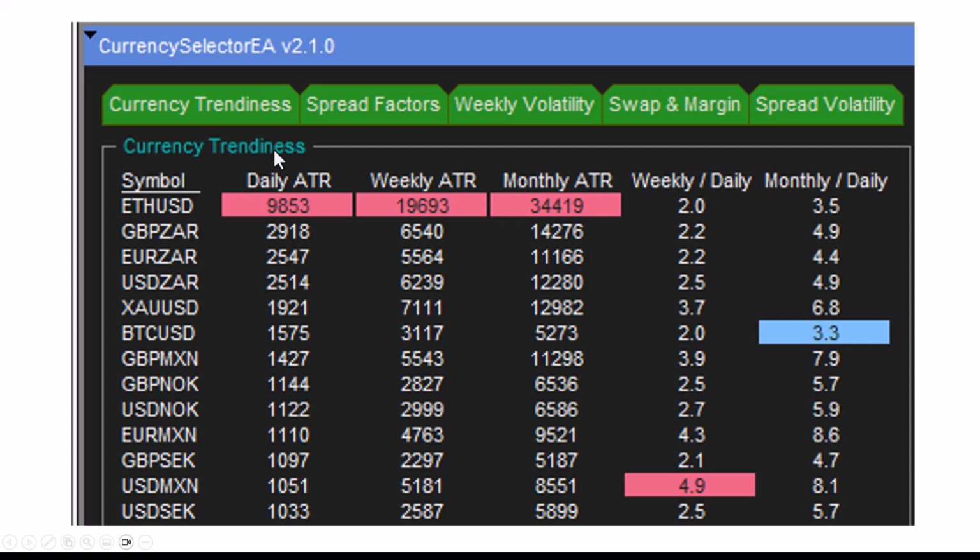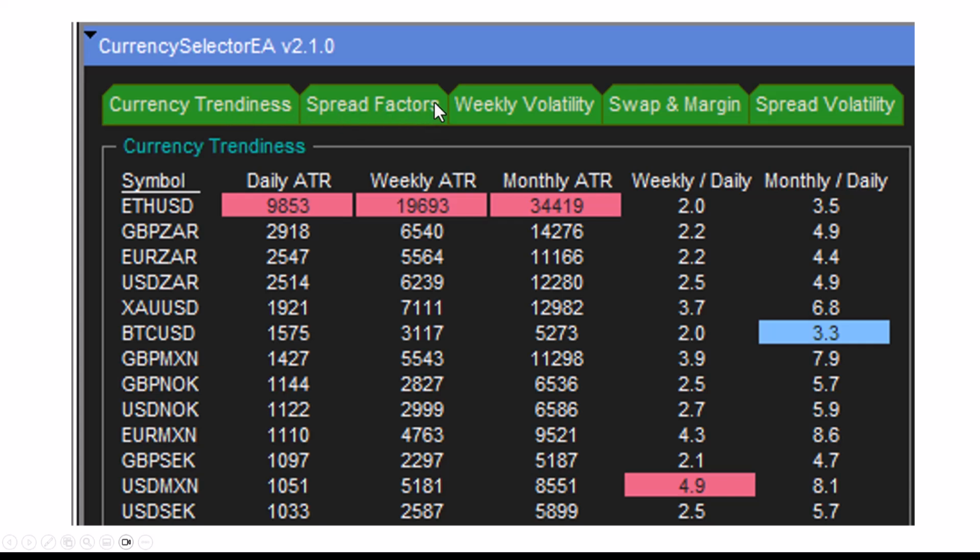So what we've developed is a currency selector EA. The currency selector will look at all the currencies available through your broker, and it will then work out the daily ATR, the weekly, and so on. But what it looks at is it actually looks at trendiness. Now trendiness is something that a lot of traders don't really use, because volatility can actually be applied to a sideways currency, but trendiness means how much does the actual price level change over a period of time. So it actually calculates the trendiness of a currency.